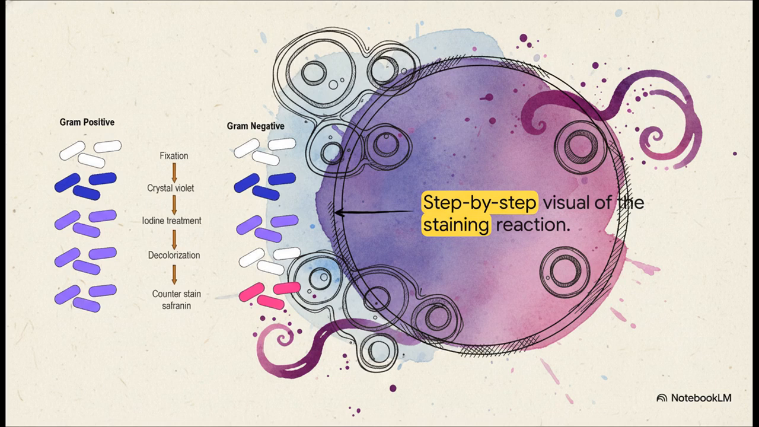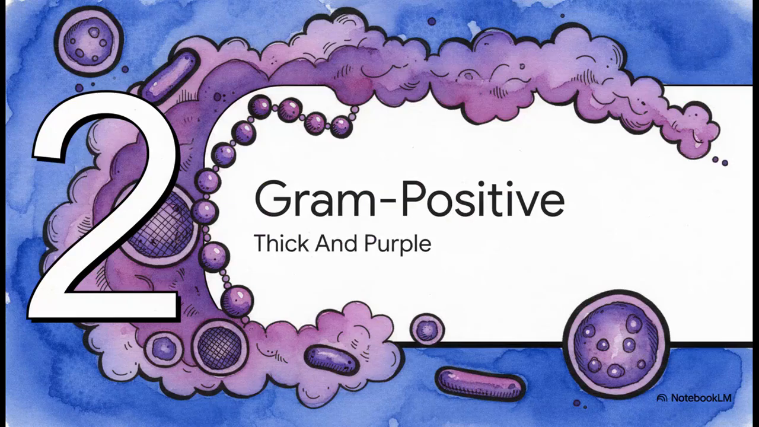One group holds tightly onto the purple, while the other completely loses it and ends up turning pink when that safranin is added. So why does this happen? Well, it's all about their physical armor. Which brings us to section 2, gram-positive, thick and purple.